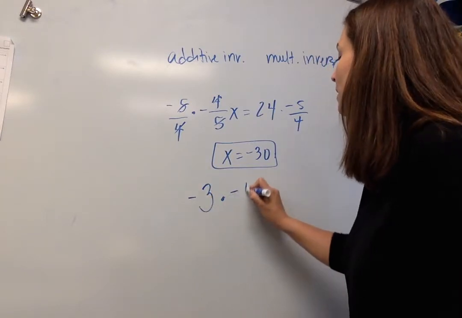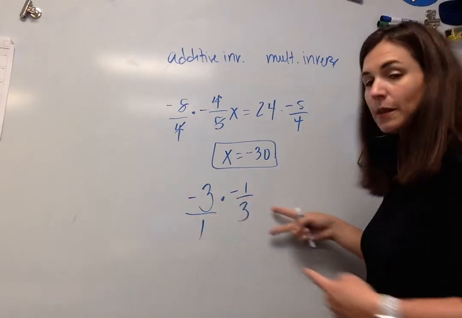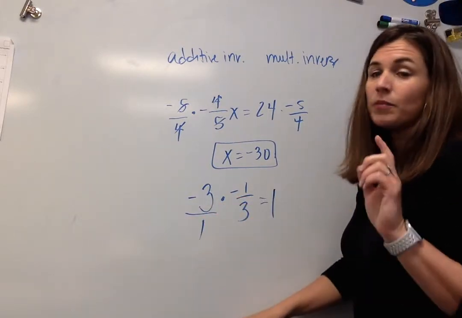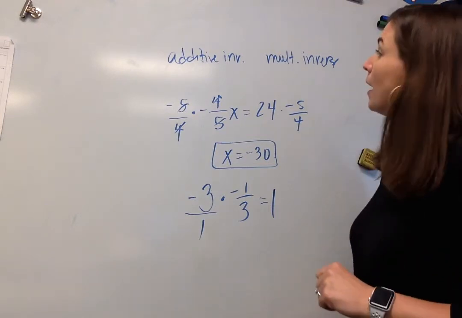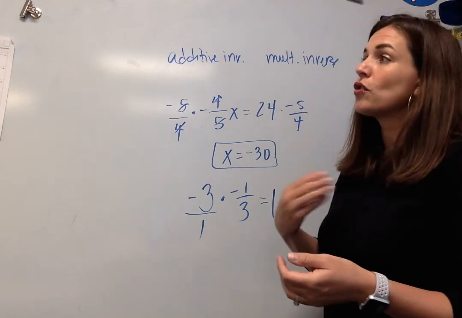So multiplicative inverse, this would be multiplicative inverse. Negative 3 times negative 1/3. I turn this into a rational number. I flip the reciprocal. That's multiplicative inverse, where my answer is 1. So again, properties are a really big deal. If you're still struggling on Unit 1, we need it to advance forward. So make sure you come and see me.